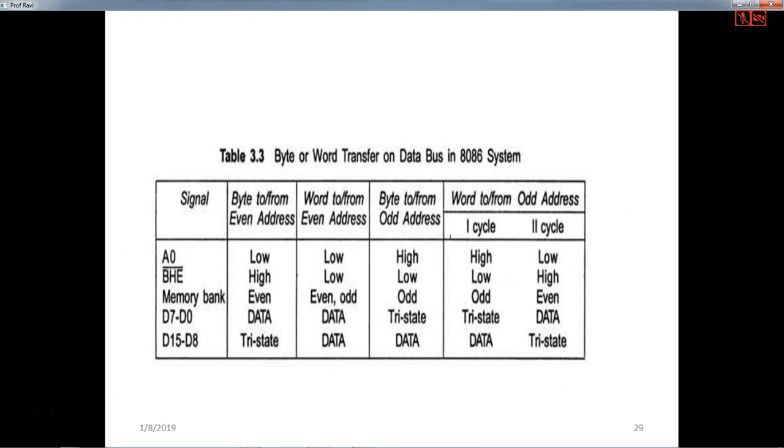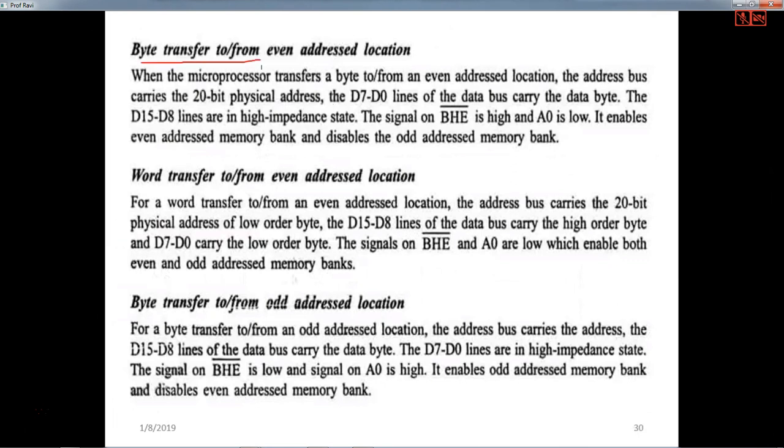Now let us have a glance at how a byte or word transfers on the data bus of the 8086. So if you see here, byte transfer to or from an even address location. That means you are reading a byte from the memory or writing a byte into the memory. When the microprocessor transfers a byte to or from an even address location, the address bus carries the 20-bit physical address, but the D0 to D7 lines of the processor carry the lower byte, and the D15 to D8 lines are in high impedance state at this time. So the signal on BHE is high and A0 is low, indicating you are reading from an even byte, and it enables the even address memory bank and disables the odd address memory bank.